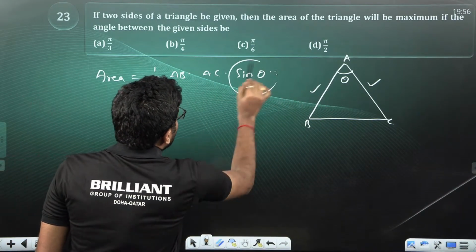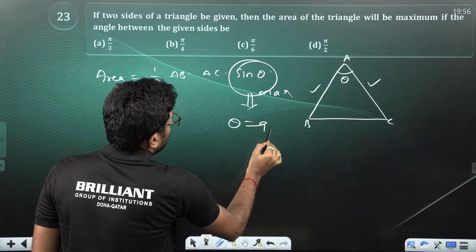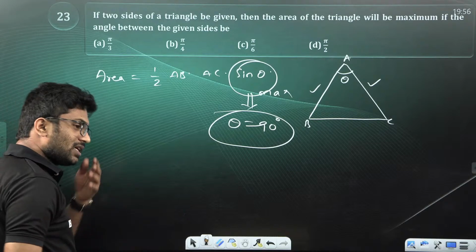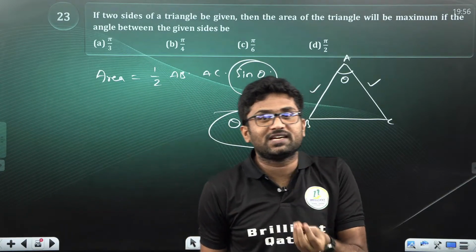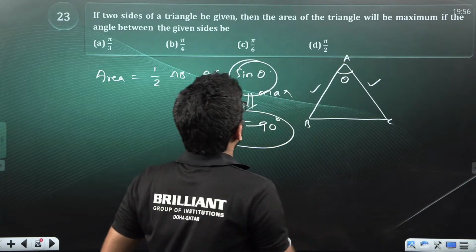So sin theta is going to be maximum only when theta is equal to 90 degrees. That's it. That means option D, yes.